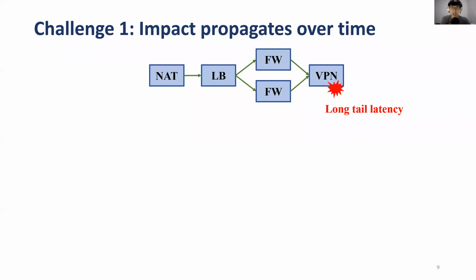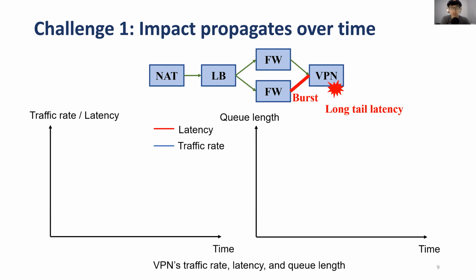The first challenge is that impact can propagate over time. In the example, the direct cause of the long latency is a burst arriving at the VPN. Now we show the timeline of the traffic rate and latency in the VPN. In the beginning, there's only a low rate of background traffic and the latency stays at a low number. However, then the burst arrives during this time, which raises up the latency as well.